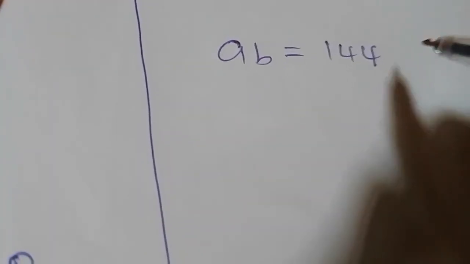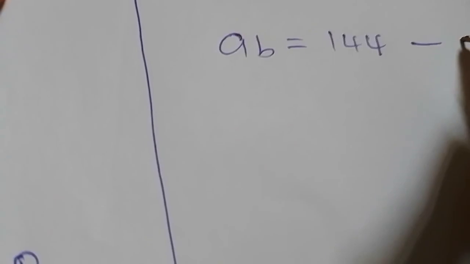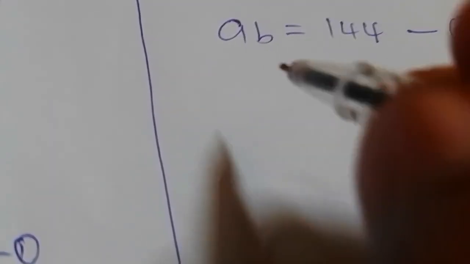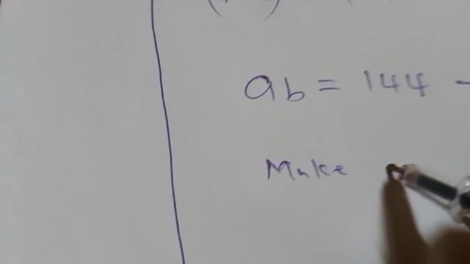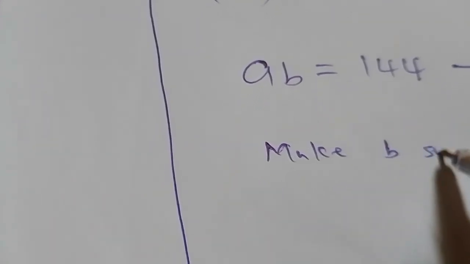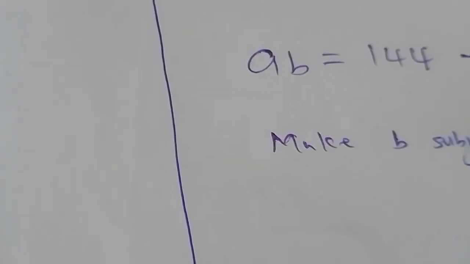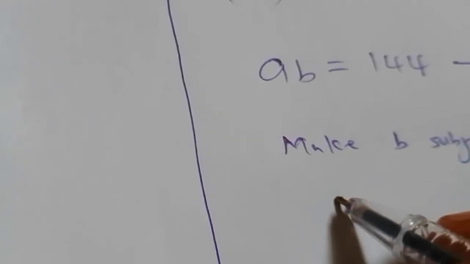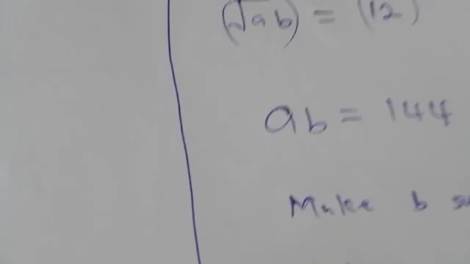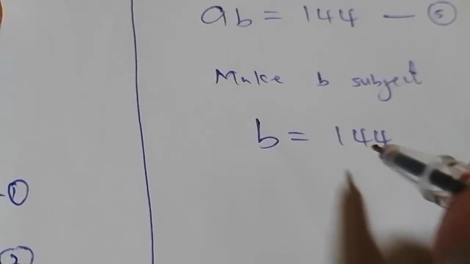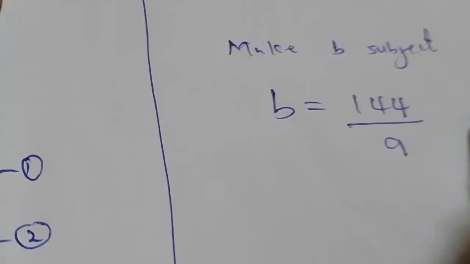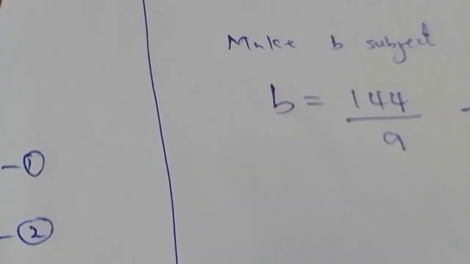this is an equation, and from here, if I say this is equation 5 for instance, I can make either A or B the subject. Let us make B the subject here. That means I'm having B equals 144 over A. So now this is equation 6.